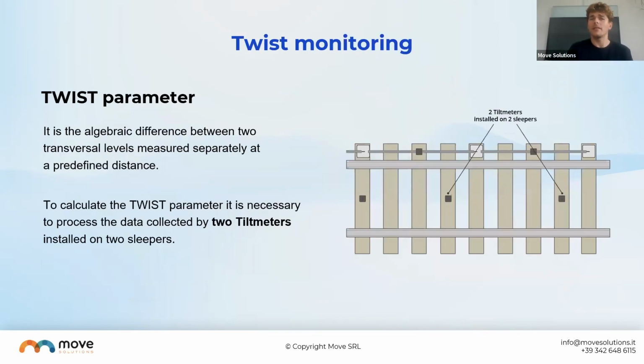The other parameter is the twist. In the same way, the twist was implemented. It is the algebraic difference between two transversal levels, two Cant values, taken separately at a predefined distance, from 2 meters to 20 meters. The twist is the most delicate quantity for the stability of the union between the train and the track, often the cause of the train deviation from the track. We need to use 2 meters on 2 separate sleepers to get this parameter.